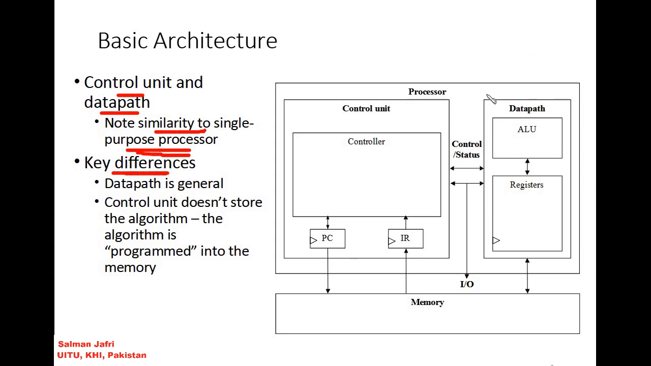So in the case of the microprocessor, we have a generic data path consisting of registers and a general purpose ALU. And what is the second difference? The control unit doesn't store the algorithm. The algorithm is programmed into the memory.